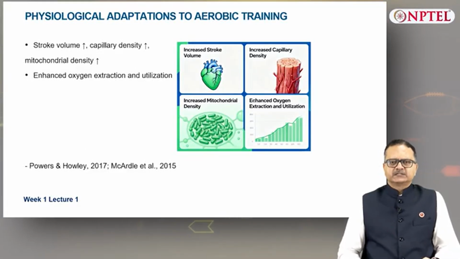So what happens if you subject a body to aerobic training? There are some physiological adaptations to aerobic training. In the heart, the stroke volume will increase. In the rest of the body, in the muscles, there will be an increased capillary density. That means the number of capillaries will increase in the muscular beds. The mitochondrial density will increase. The number of mitochondria and the size of mitochondria will increase in the cells. All this will lead to an enhanced oxygen extraction and an enhanced oxygen utilization.